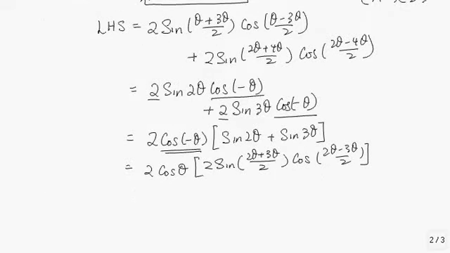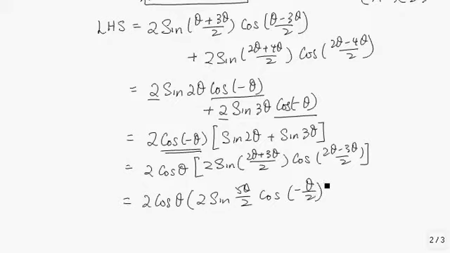You multiply them up, we have 4 cosine theta sine 5 theta over 2, and here again you know that cosine negative theta over 2 is also equal to cosine theta over 2. So you will have 4 cosine theta, cosine theta over 2 and sine 5 theta over 2, which is equal to your right hand side.